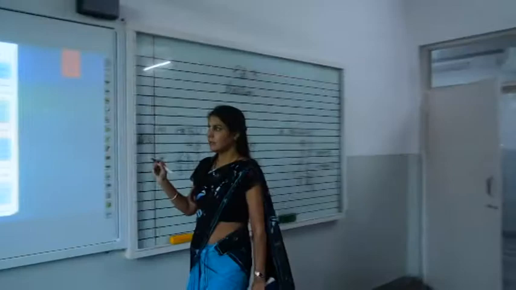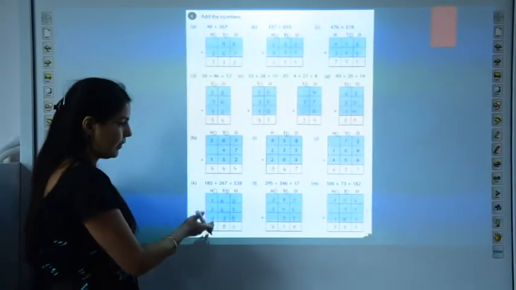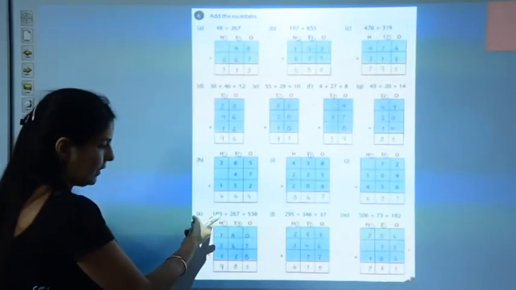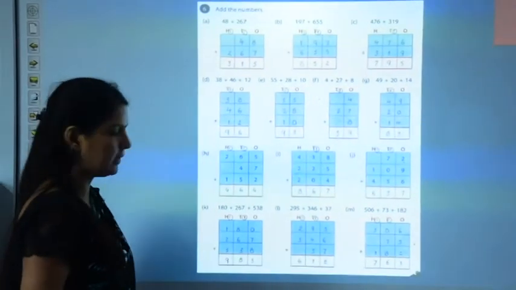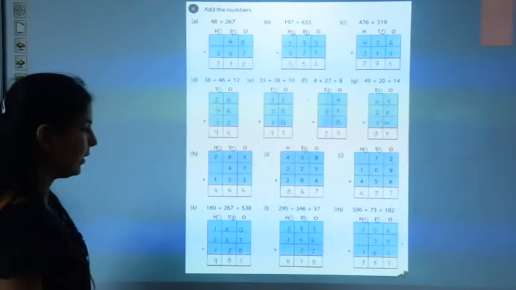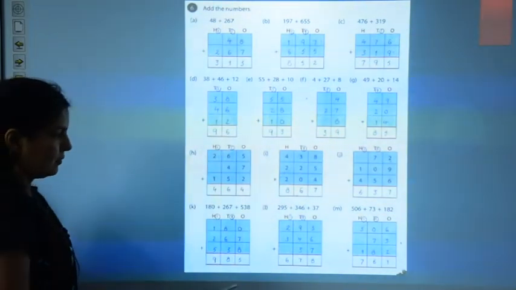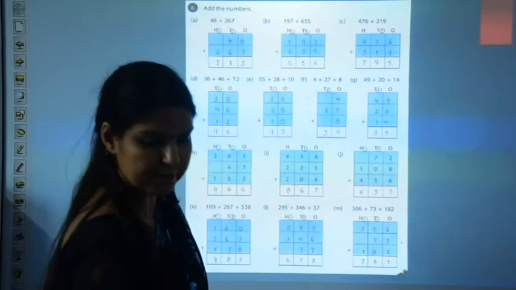Now the rest of the sums you can do yourself. You can arrange the numbers according to their place value also. See here, 180 is given, 267 is given, 538 is given. Now you have to arrange these numbers in the correct order. I hope you can do the other sums yourself.